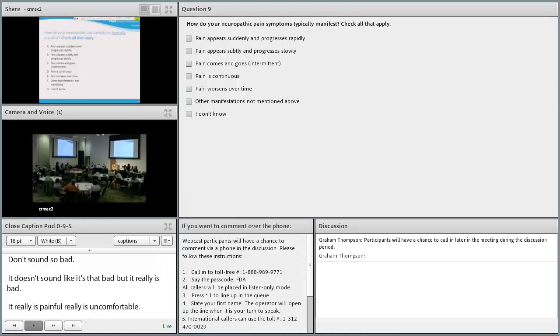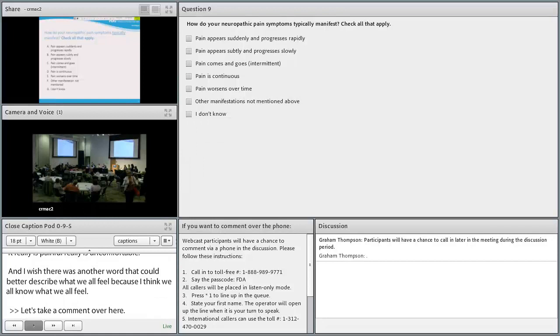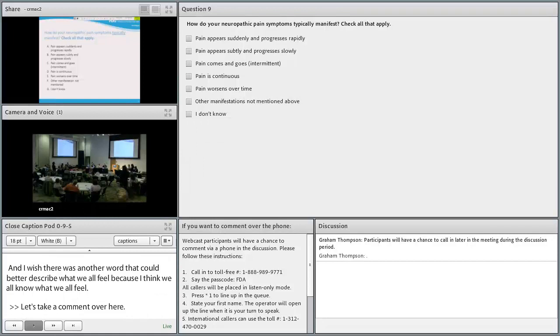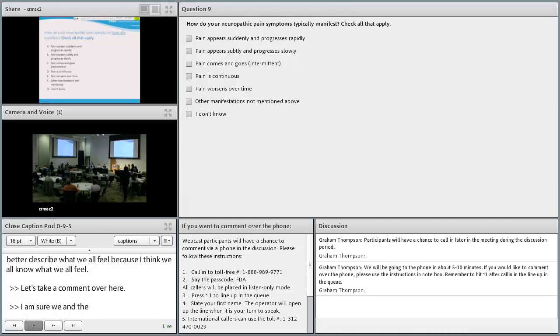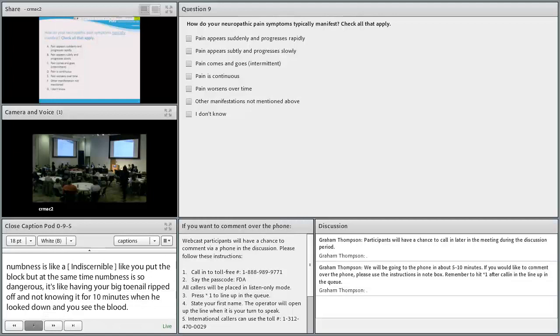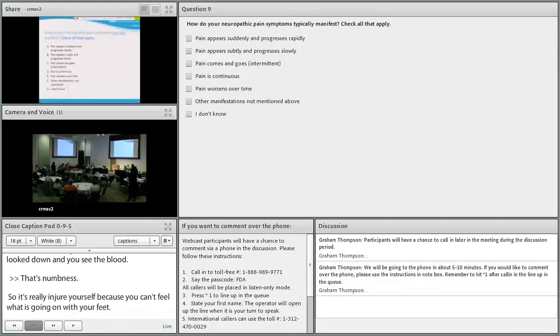Let's take a comment over here. Yeah, sure. I'm Cherie, and the numbness is like a block, like your foot's a block, but at the same time, numbness is so dangerous. It's like having your big toenail ripped off and not knowing it for 10 minutes until you look down and you see the blood. That's numbness. You can really injure yourself because you can't feel what's going on with your feet. The tingling can be like jabs and darts, like that Lyrica commercial that we've all seen with the foot with all the stuff going on all over it. That's the tingling part.